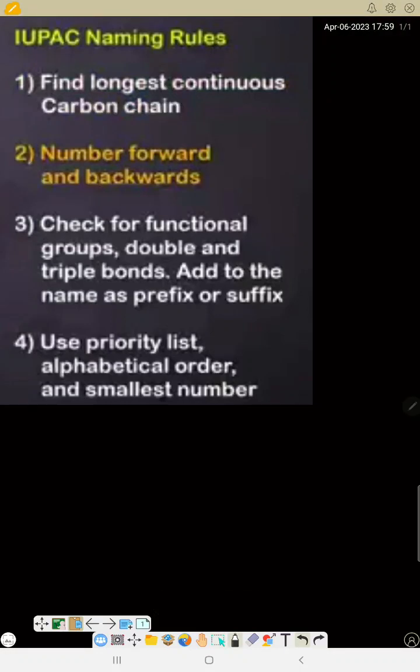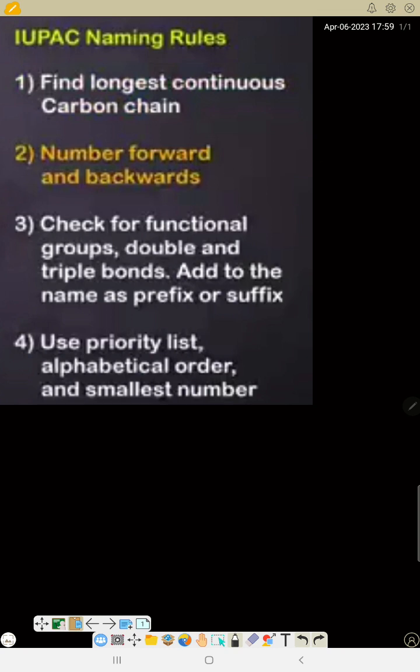So far we have been naming the organic compound. Now these are the rules we have been applying, in summary. Remember, the first thing we usually do is find the longest continuous carbon chain. After that, we need to number it forward and backward.